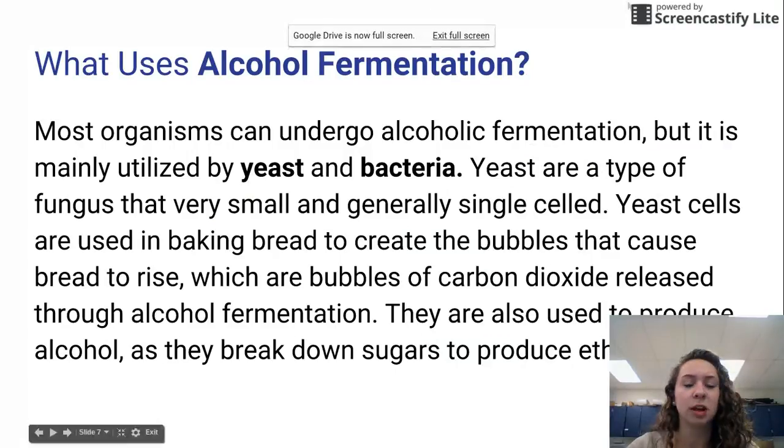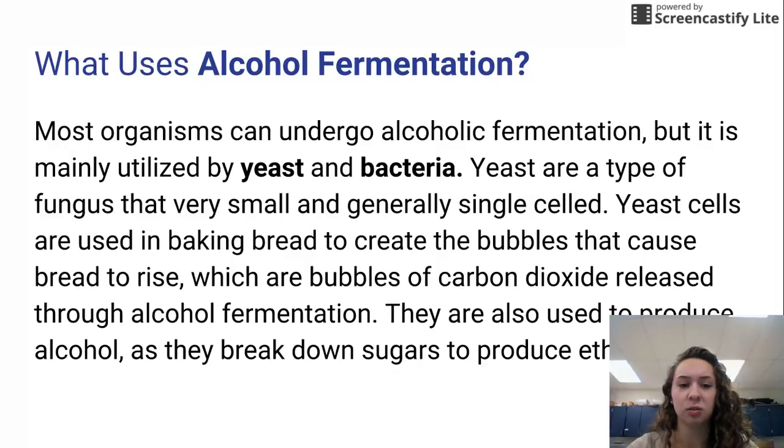The organisms that use alcohol fermentation are mainly yeast and bacteria. However, most organisms can undergo alcoholic fermentation. Yeast are a type of fungus that are very small and generally single-celled. Yeast are used in baking bread to create the bubbles that cause the bread to rise. The bubbles are actually the carbon dioxide released through alcohol fermentation. They are also used to produce alcohol as they break down sugars to produce ethanol.